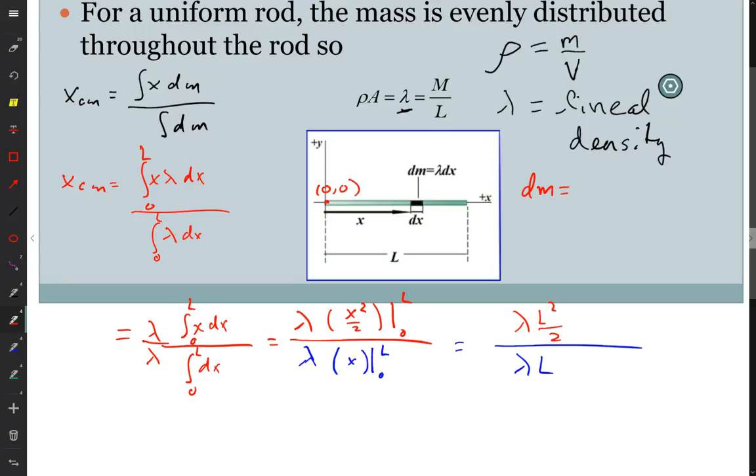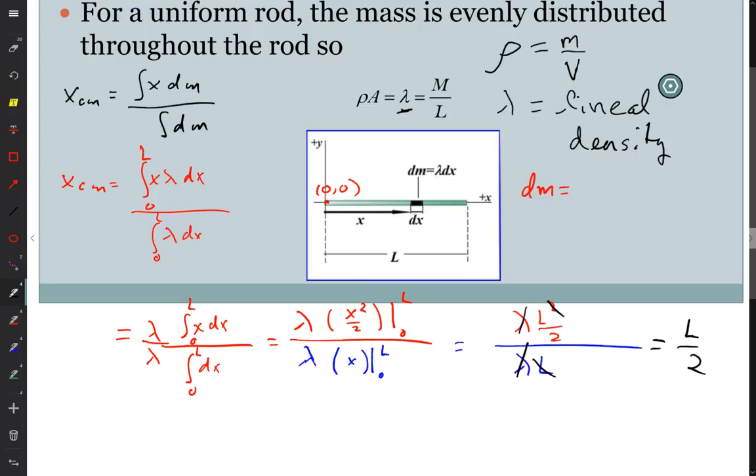Now my sanity check. Lambda L. If lambda is m over L, then what's lambda L going to have to equal? M. Good. Because that's what the bottom was supposed to be, the total mass. I didn't, strictly speaking, have to do the bottom integral because I knew it had to be m. But I did it just to make sure that I have the dm right, that it comes out the way it's supposed to. And of course, in this case, another thing that's nice is that I can cancel out, which you were probably waiting for me to do a long time ago, the lambdas, and I can cancel out one of the L's, and I'm left with L over 2.